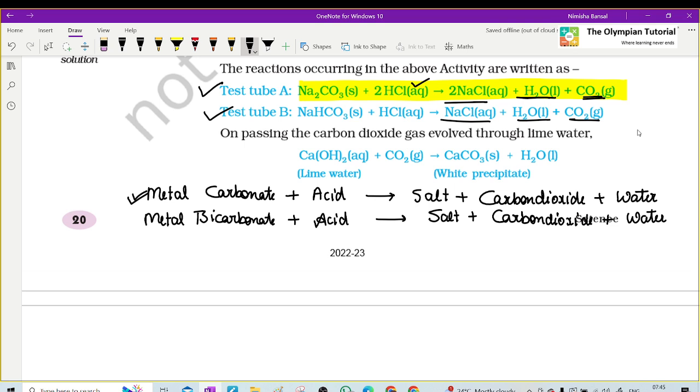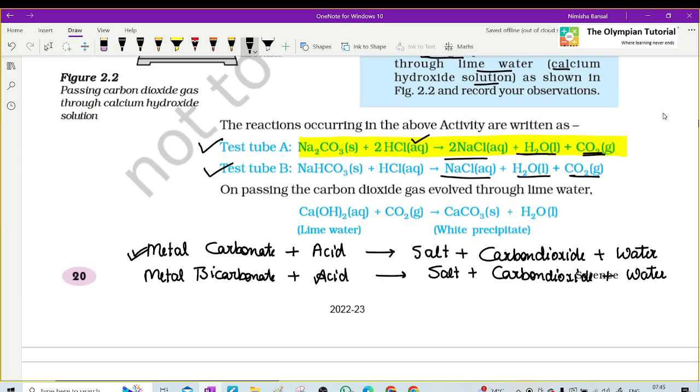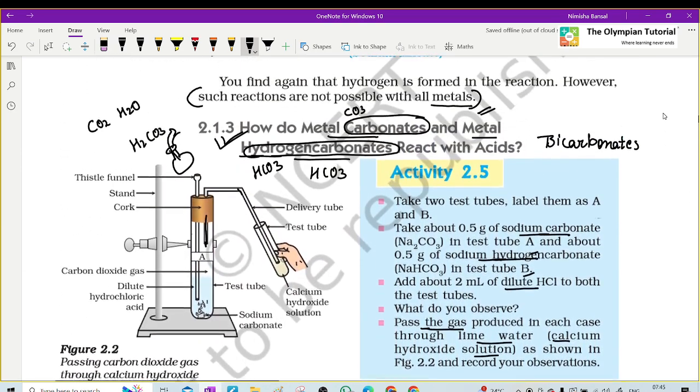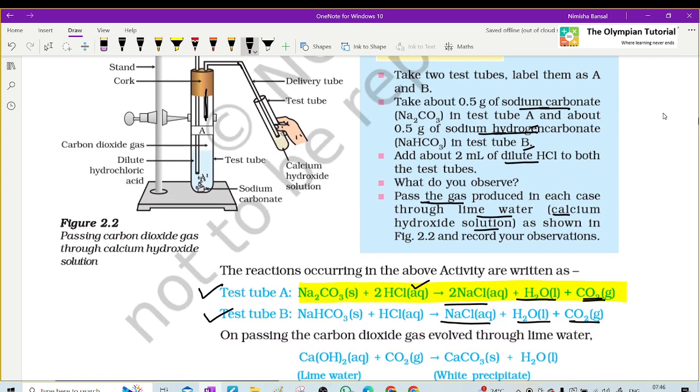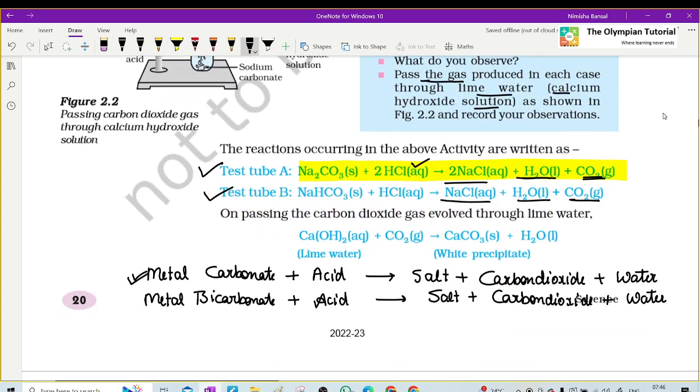On passing carbon dioxide gas evolved through lime water. Ma'am. Write down this reaction.